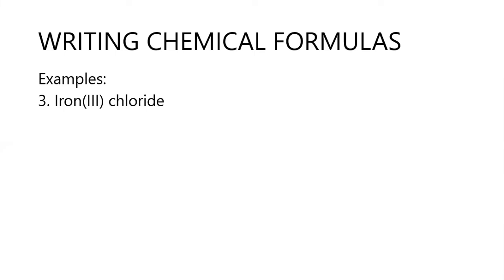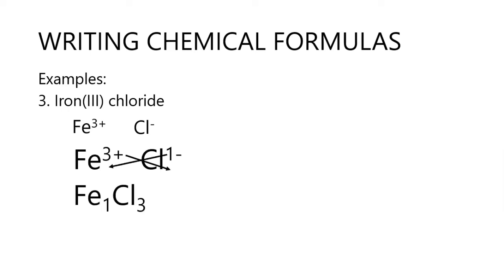Okay. Next, iron 3 chloride. Iron 3 is obviously Fe3+. Chloride is Cl-. And then when you crisscross, you will get Fe1Cl3. That's FeCl3. I hope by this time nakakuha nyo na kung paano kinukuha yung chemical formulas given yung chemical name.